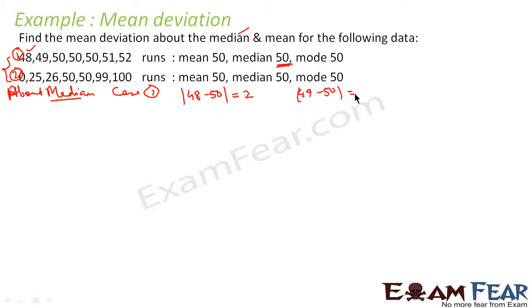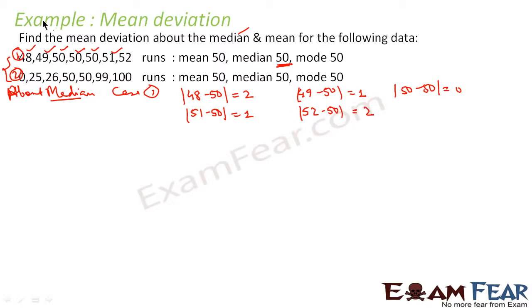That is 1. Correct. Similarly, the distance between 50 and 50 is |50 minus 50|, that is 0. So this is also 0, this is also 0, this is also 0. And the distance between 51 and 50 is how much? |51 minus 50|, that is 1. Similarly, the distance between 52 and 50 is |52 minus 50|, that is 2.